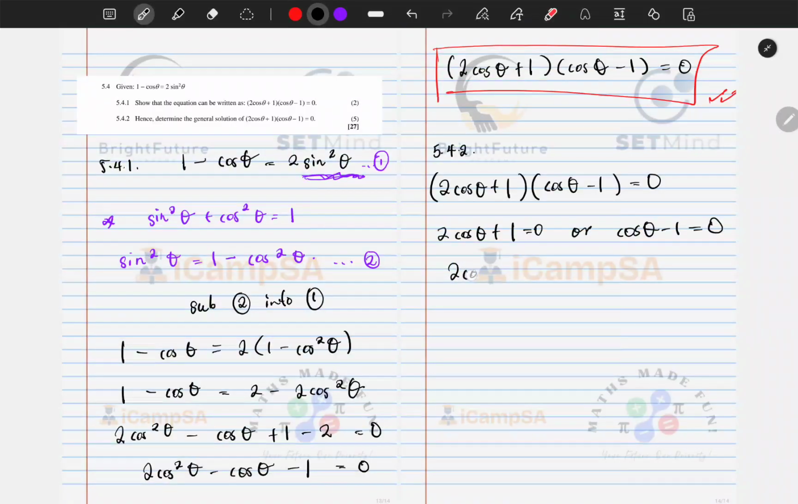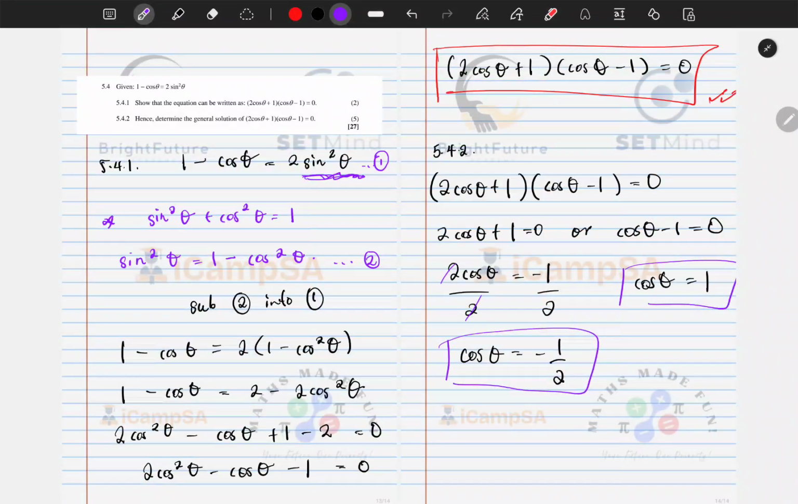So I will have 2 cos theta is equals to negative 1, divided by 2 divided by 2. This and that will cancel, and then I will have my cos of theta equals to minus 1 over 2, right? Yeah, that's correct. And then the other side, it's going to be just cos of theta is equals to 1. But we are not done here. We want the general solution.